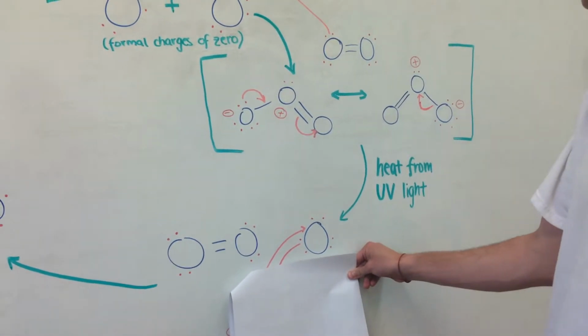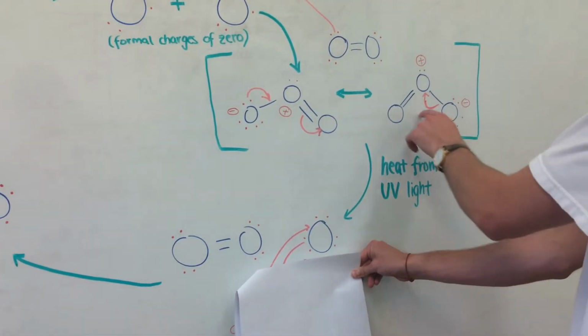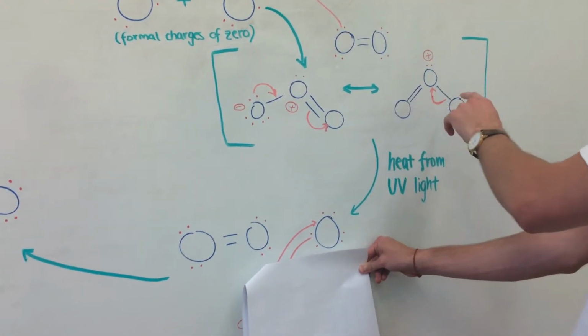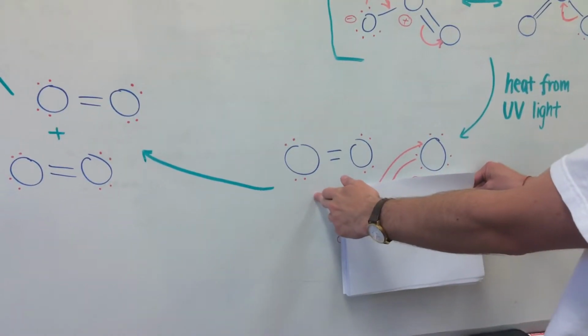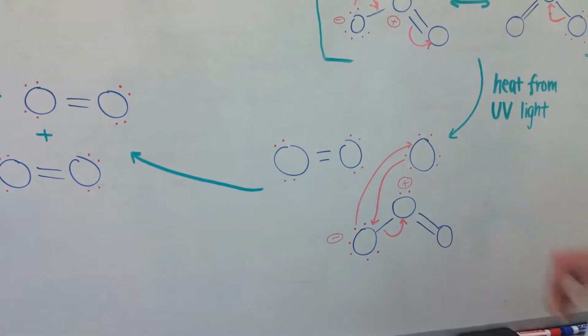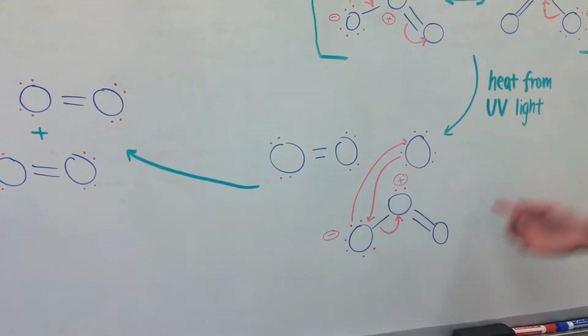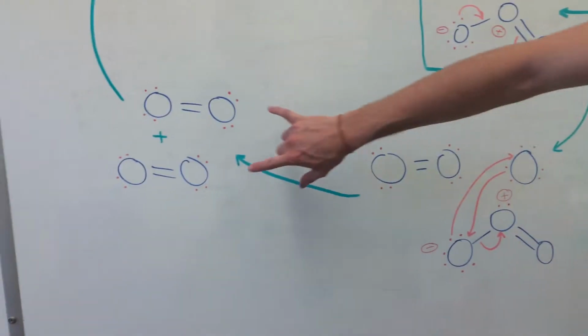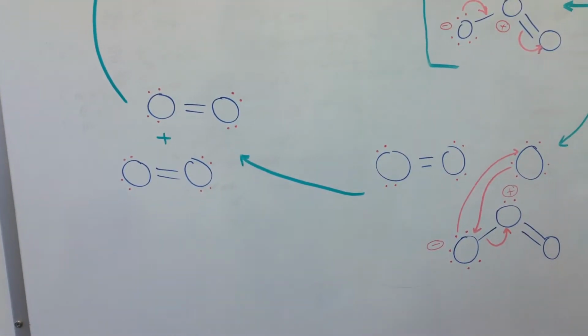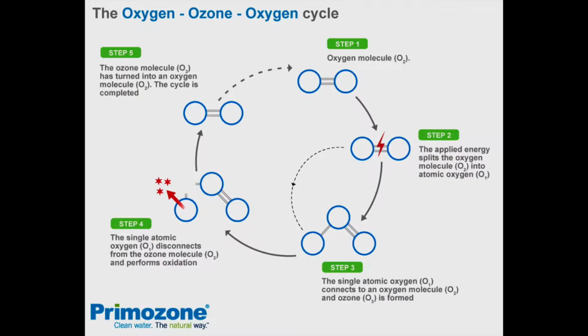And then the UV light from the sun can also cleave this bond in ozone to form monatomic oxygen and diatomic oxygen. That monatomic oxygen can then react with ozone in a concerted mechanism to form two molecules of diatomic oxygen. And thus the cycle begins again.